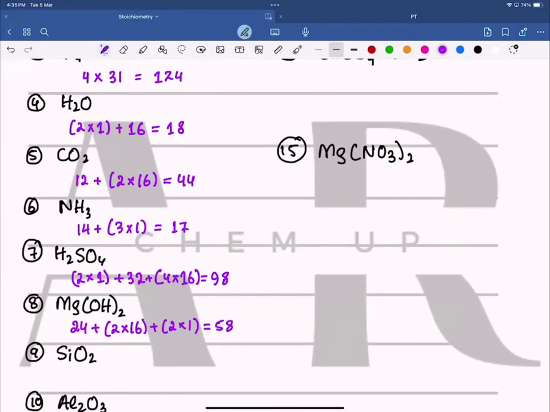Sir, 57 will be right? Sorry. Sir, 57 or 58. 58. All the numbers are even, so how does it become odd? There are 2 hydrogens and 2 oxygens because there is a 2 written outside the bracket, which is multiplied by the subscript of the elements which are inside the bracket. Okay, I've received. Yes, sir, got it.